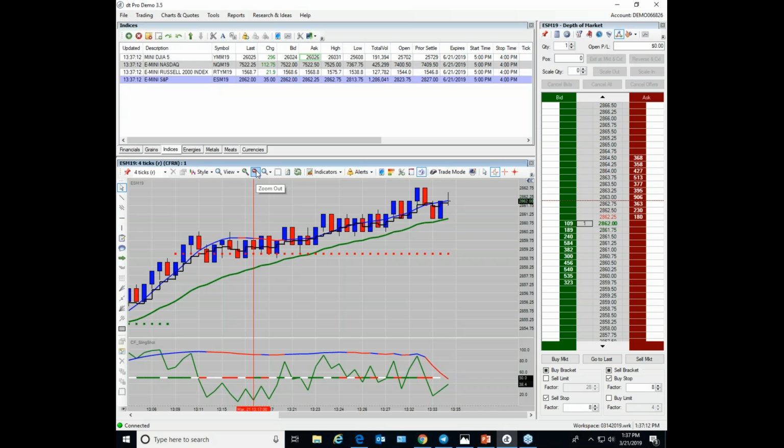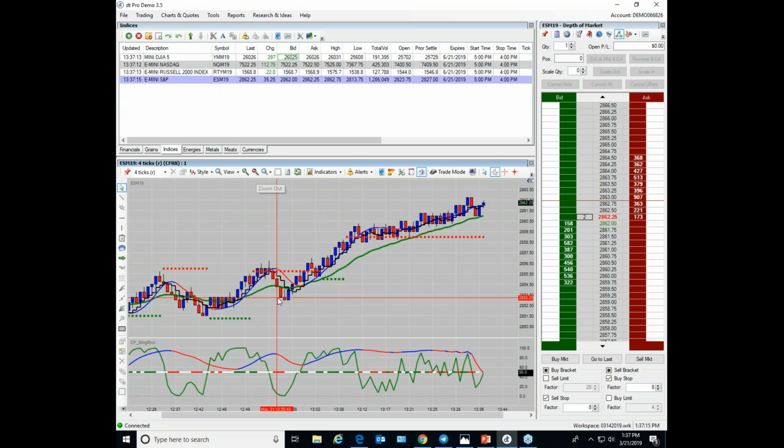S&P. We know the S&P is trending. If you zoom out, it just keeps making higher highs. Here's a warning flag right here.